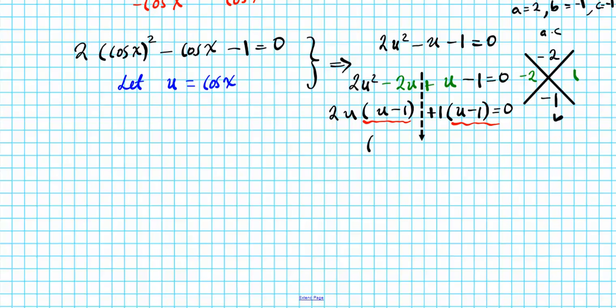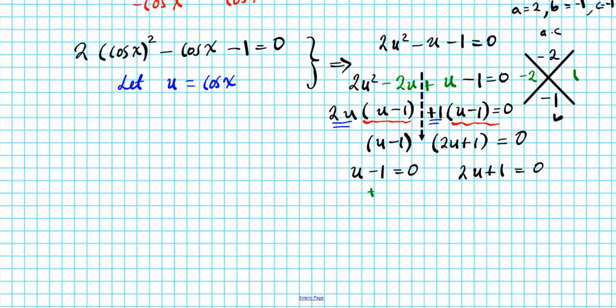So you have u minus 1 times, and then what's left on the outside of the two identical quantities are combined into their own nice little parentheses here, equals 0. Okay, all right, let's keep on going. So we're now going to use the zero product property. We have u minus 1 set to 0 and 2u plus 1 set to 0.